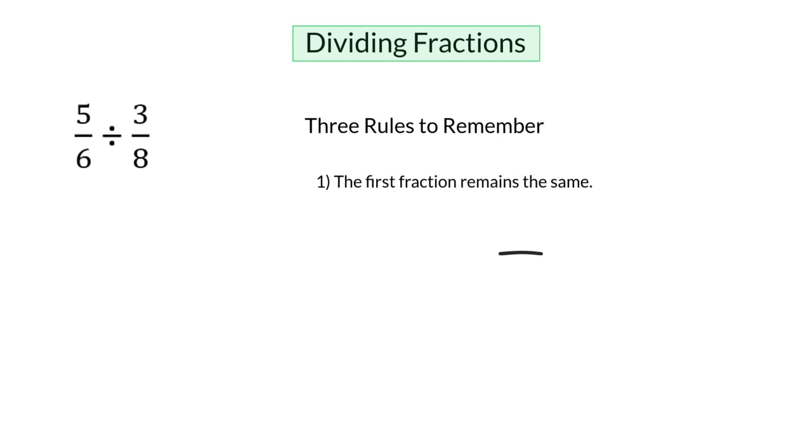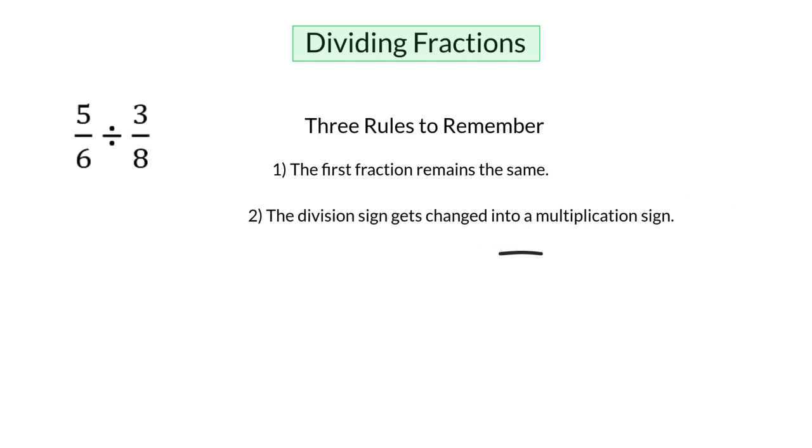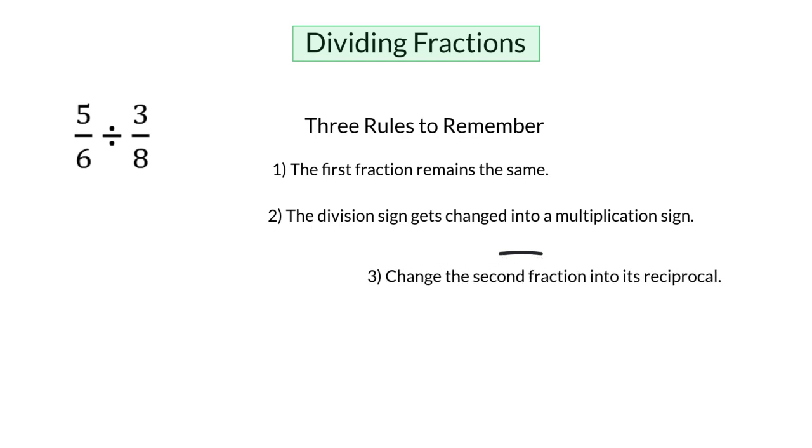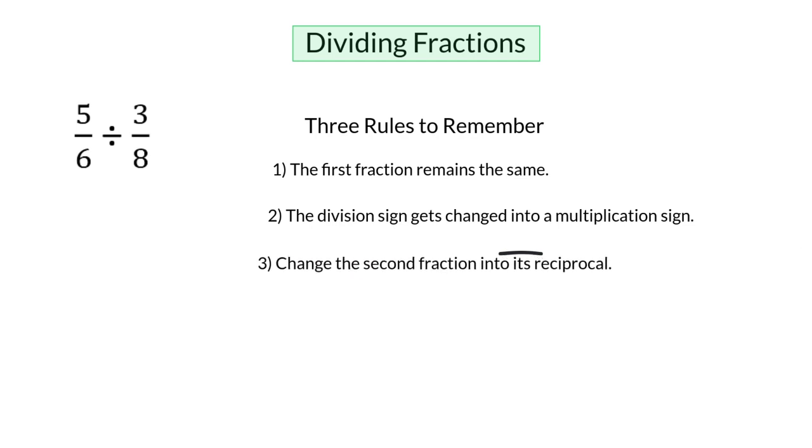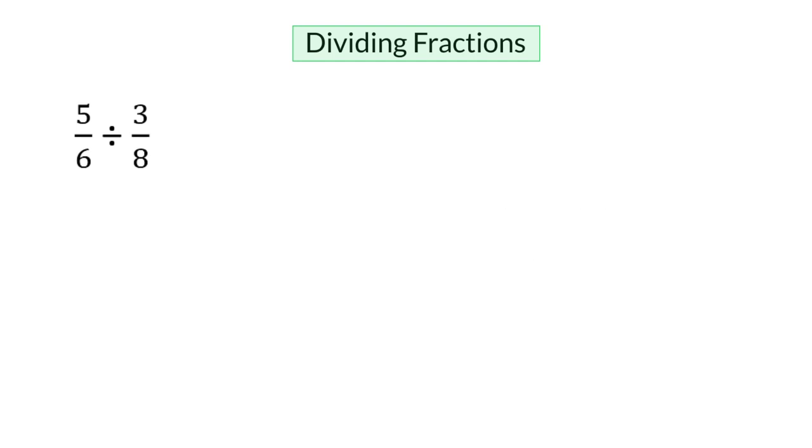The first rule is that the first fraction remains the same. The second rule is that the division sign gets changed into a multiplication sign. And the third rule is that you need to change the second fraction into its reciprocal, which means you need to flip it. So let's use the three rules to change this division question into a multiplication question and then solve it.